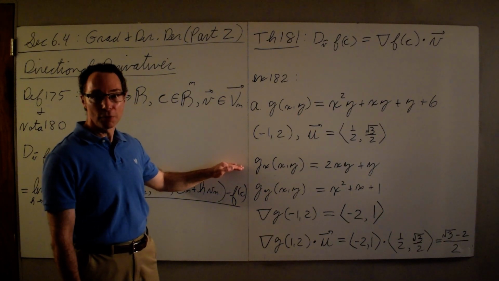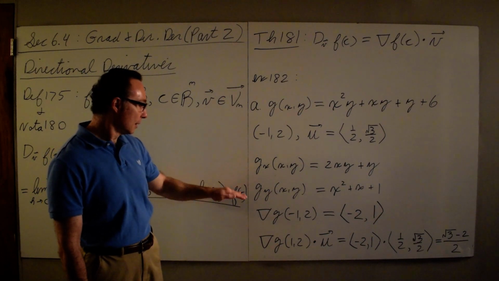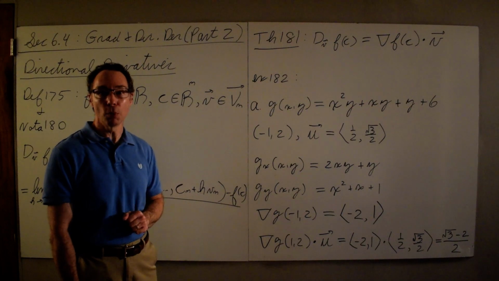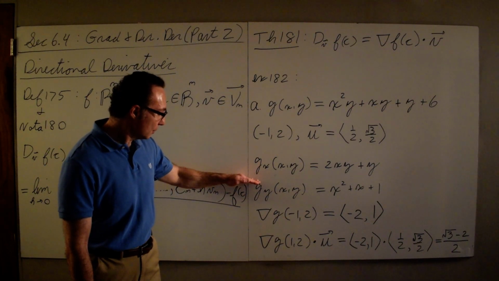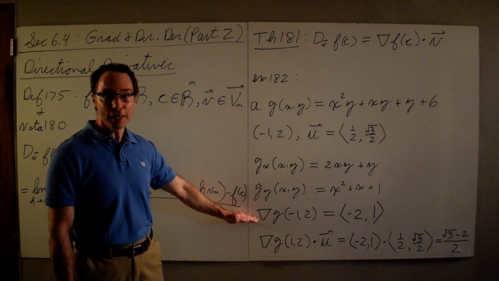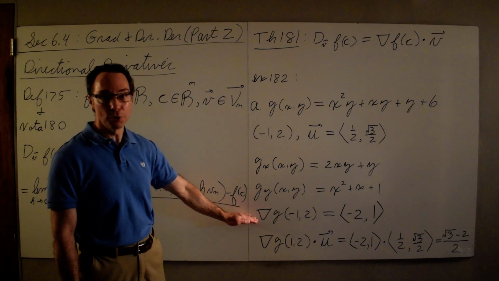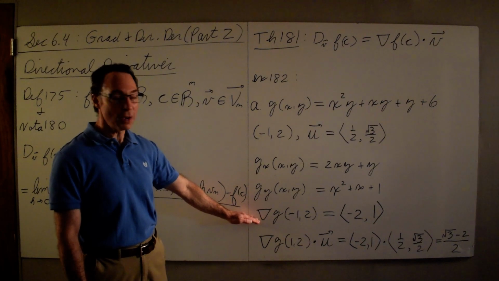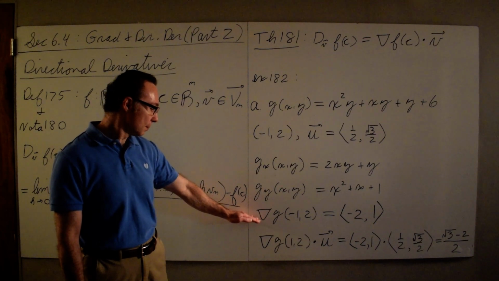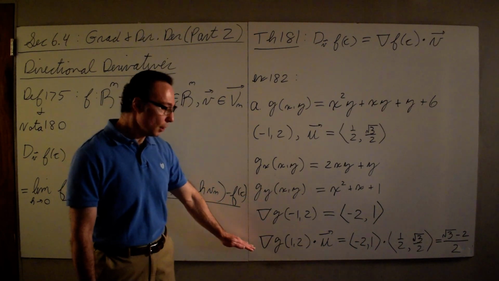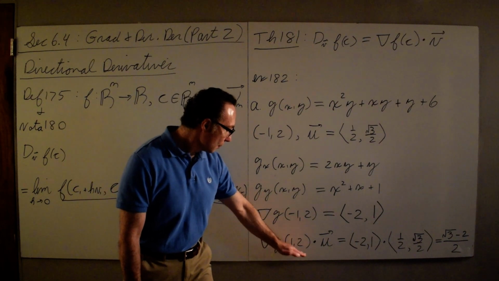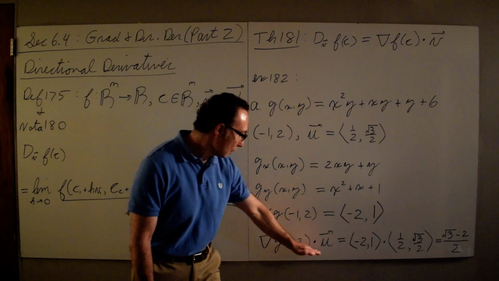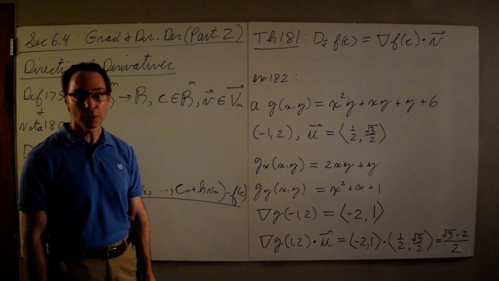Calculate the partial derivative of g with respect to x. Calculate the partial derivative of g with respect to y. Use these partial derivatives to calculate the gradient of g at the point (-1, 2). And so the gradient is the vector (-2, 1). Now the derivative is simply the dot product of the gradient of g at the point (-1, 2) with u. Remember, a dot product is a number.